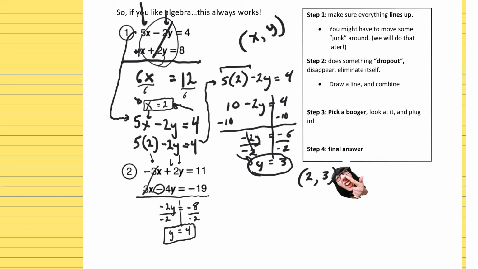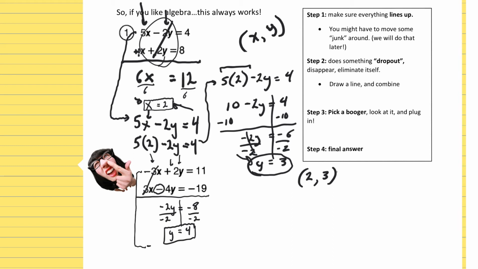Now, step 3, the dreaded, you know what it's called, pick a booger. Okay, so again, it doesn't matter which one you pick, but you have to pick one and then write it down. So I'm again going to pick the top one because I'm a creature of habit. It has nothing to do with anything else. Both of them give you the same exact answer. So I'll rewrite it. Negative 3x plus 2y equals 11. And then I'm going to plug this in to the y, not the x. I'm going to rewrite it up here because we have some space here.